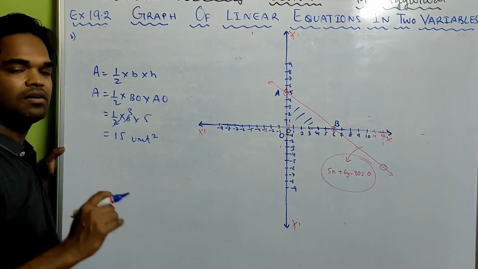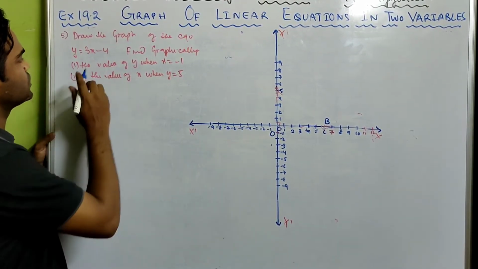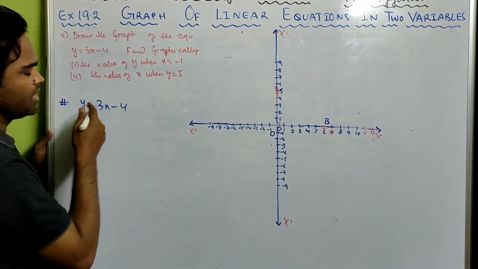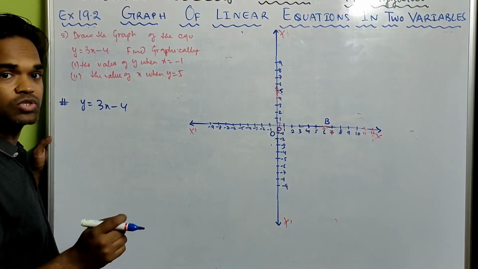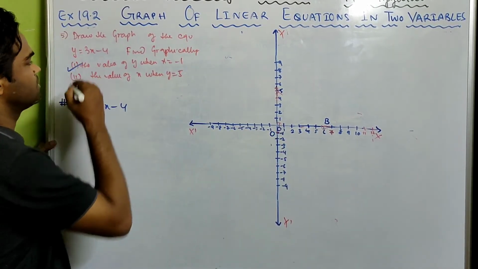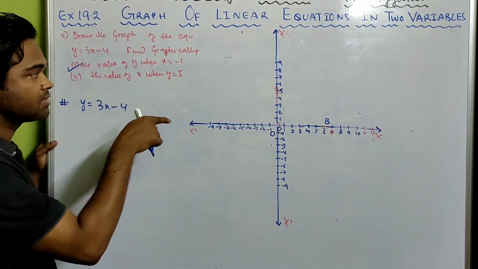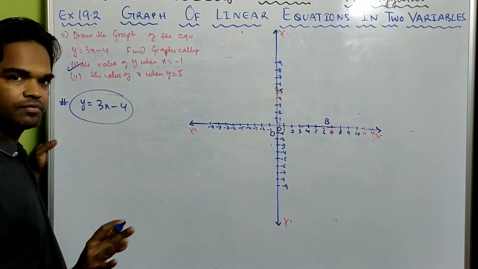Now let us look at the next sum. Now let us see sum number 5. Draw the graph of the equation y is equal to 3x minus 4. Y is already the subject over here. And find graphically the value of y when x is minus 1. So graphically you have to find this. The value of y when x is minus 1 and the value of x when y is 5. First of all, we'll draw the graph.